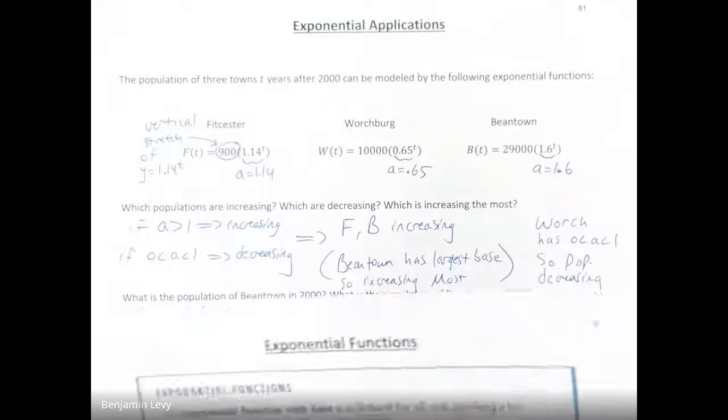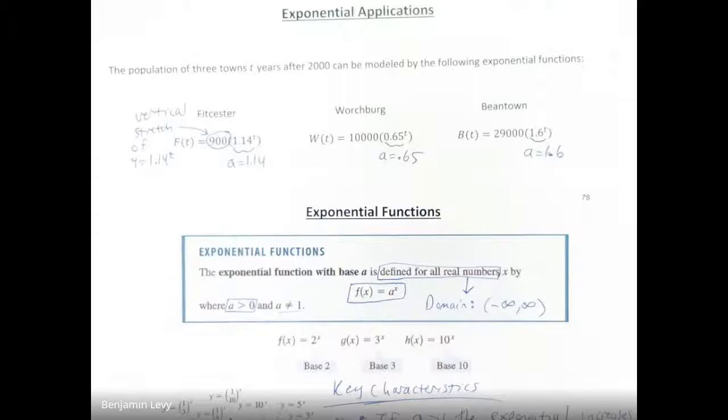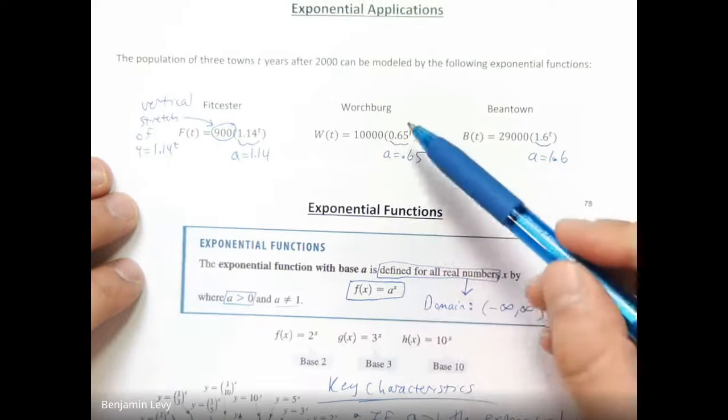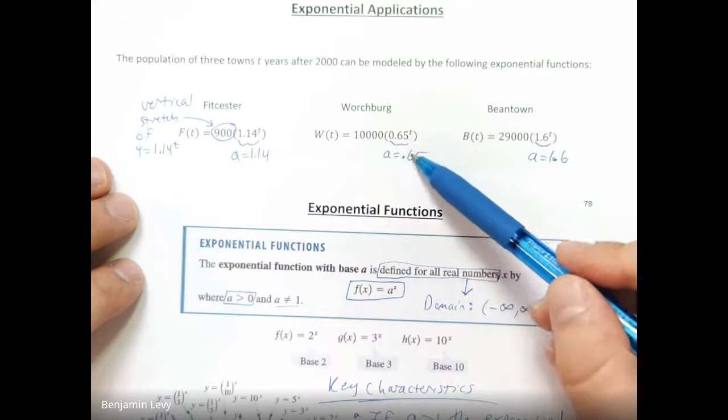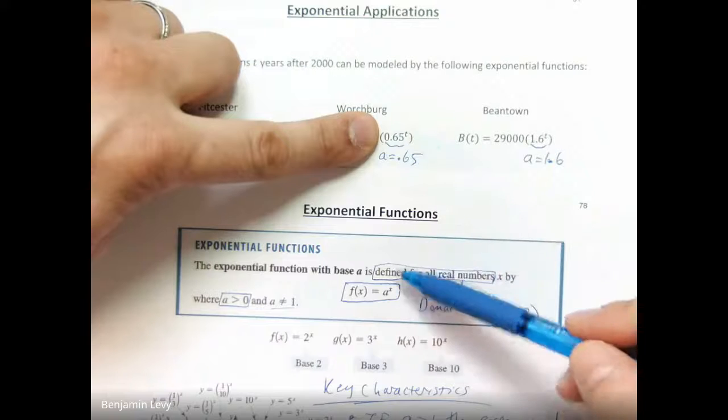Do you mean on page 78, this one? Yeah. So the base A is the thing that's being raised to the x, to the variable, I mean. And so this is that. That's why the A is 0.65, right? If you got rid of the 10,000, for example, the thing being raised to the variable power is 0.65.